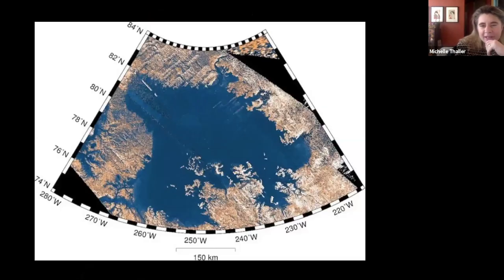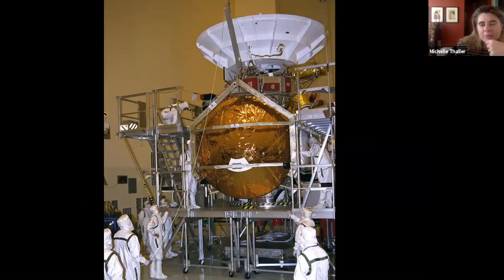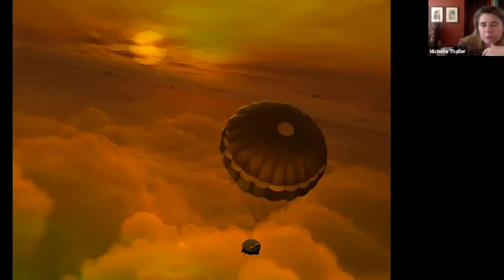That's just a map of the lake. So you can see 150 kilometers on the bottom there is the bar. It's a big, big lake. And we actually did send, in the early 2000s, a probe down. This is the Cassini spacecraft that they're working on. That silver, it's actually gold foil covered thing was a probe that we sent down.